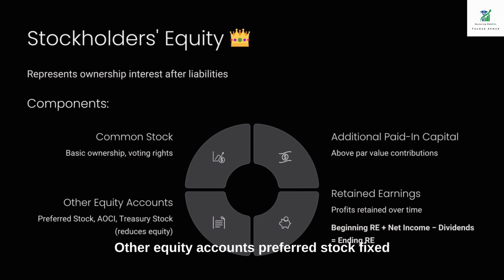Other equity accounts: preferred stock, fixed dividends, no votes. Accumulated other comprehensive income, unrealized gains and losses. Treasury stock, repurchased shares, shown as a reduction in equity.